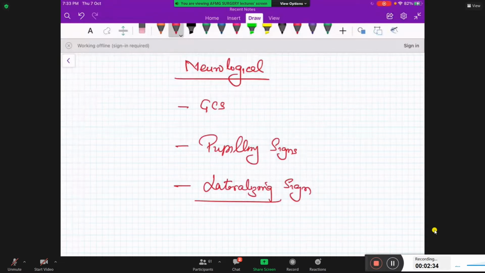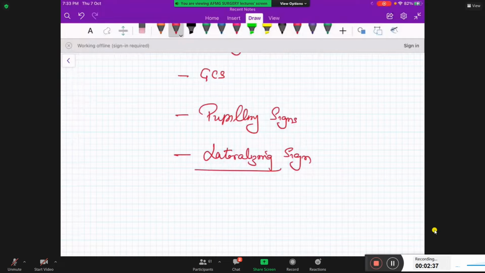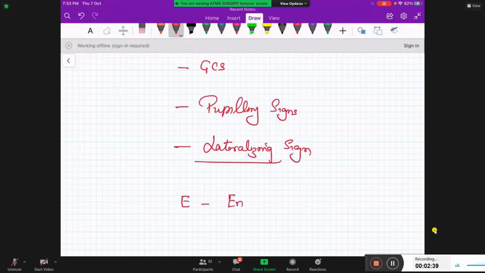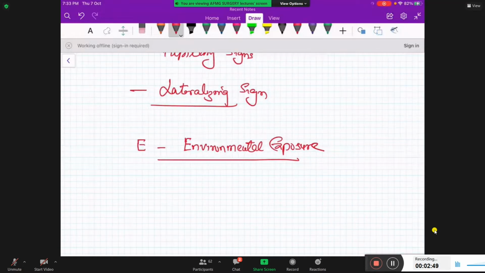Now, then comes E. E stands for environmental exposure. We just have to look at these three things in the D part. And what are these three things? We'll come to know in head injury. Okay. Now, environmental exposure. Now, this A, B, C, this E is not mentioned here just to complete the rhyme.